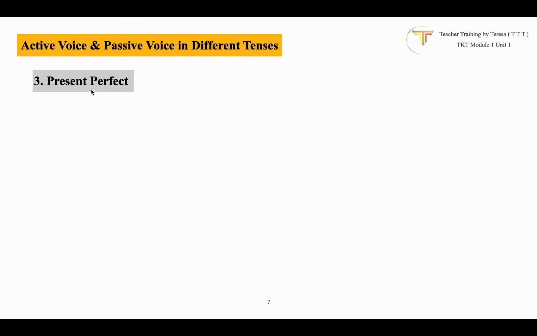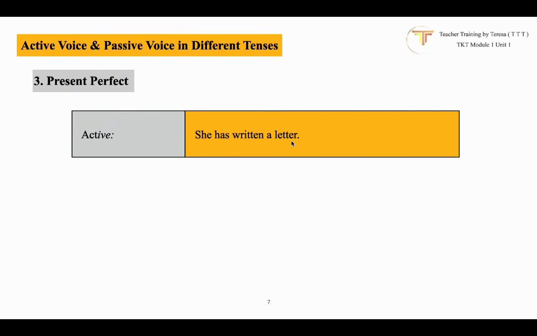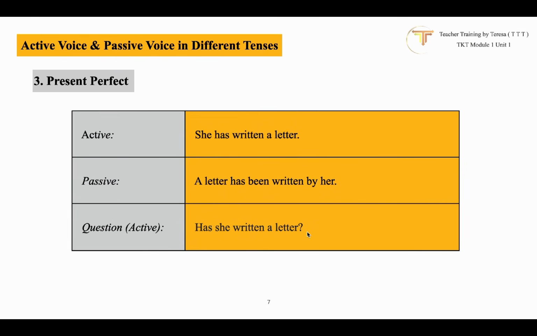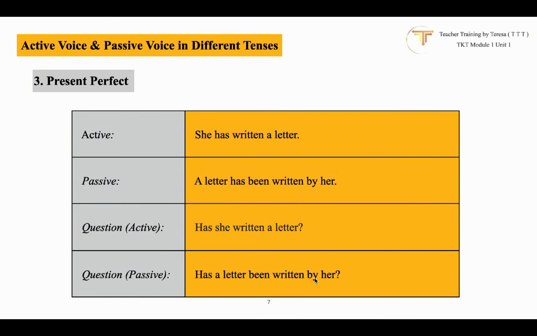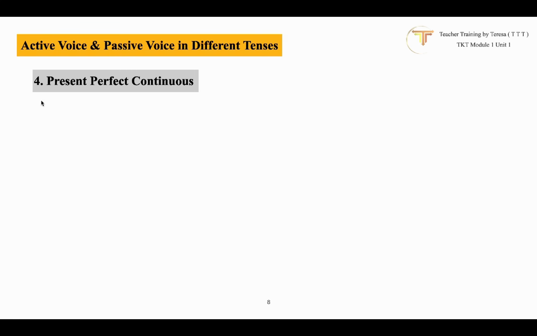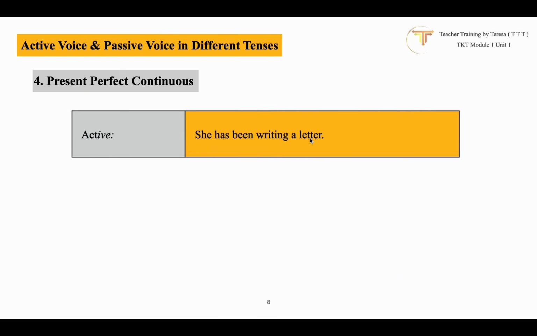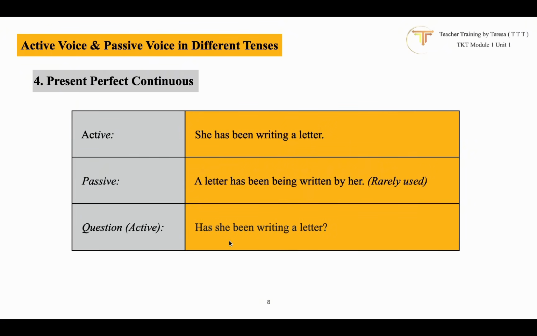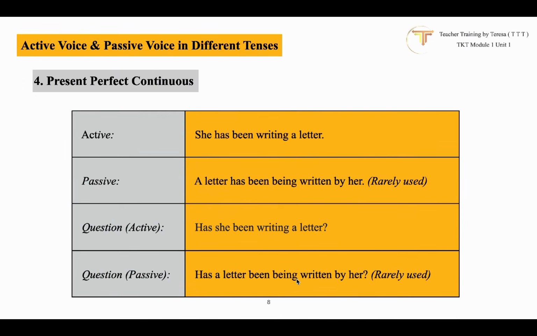3. Present perfect. She has written a letter. A letter has been written by her. Has she written a letter? Has a letter been written by her? 4. Present perfect continuous. She has been writing a letter. A letter has been being written by her. Rarely used. Has she been writing a letter? Has a letter been being written by her? Rarely used.